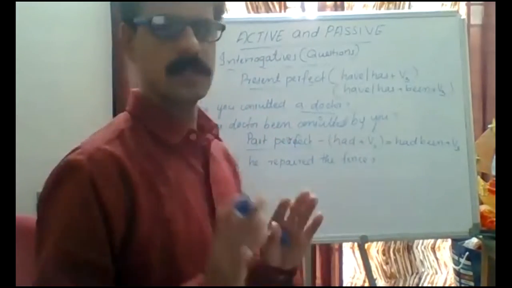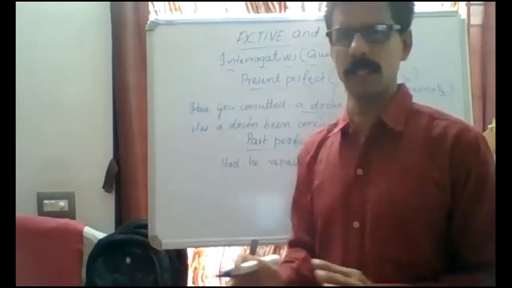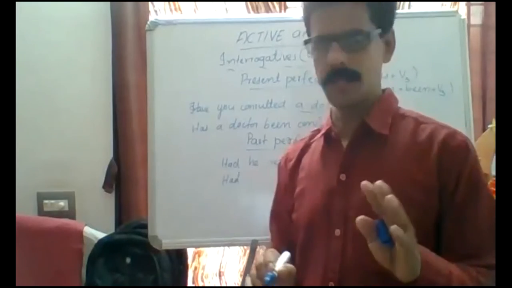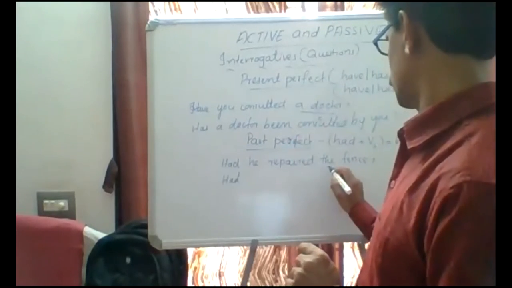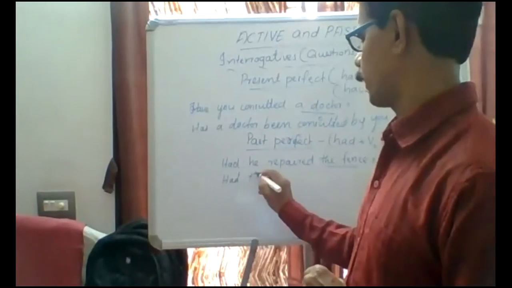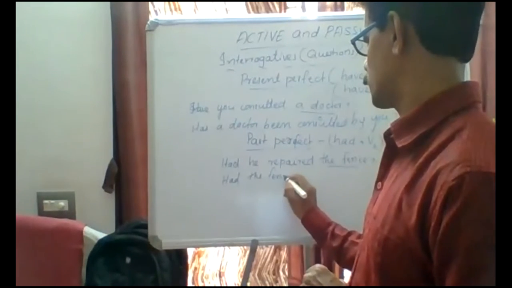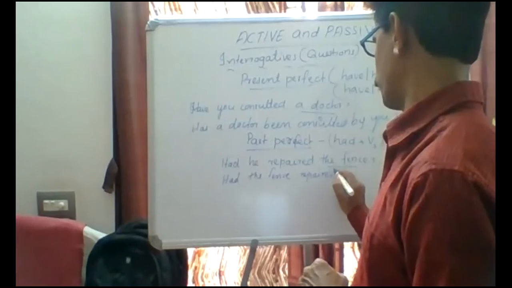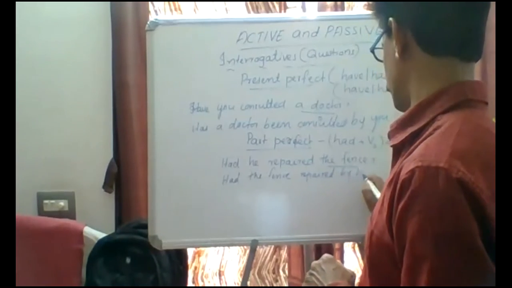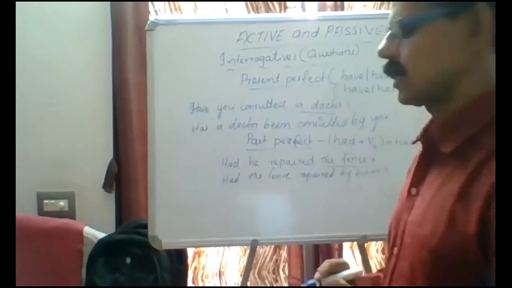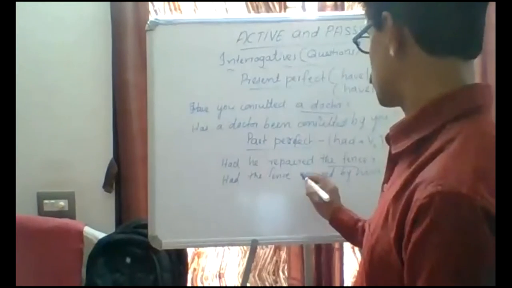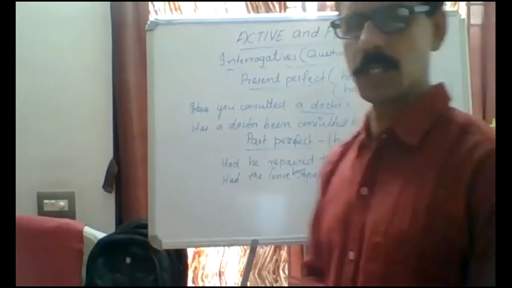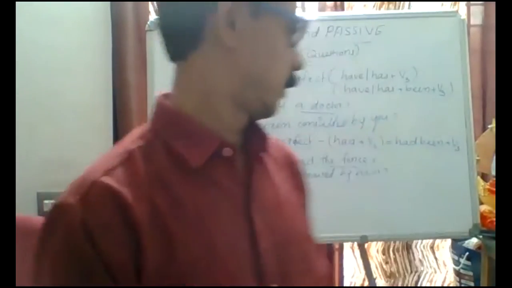Same again, you can begin the sentence with had, because there is only one single helping verb. Had, what is the object here? The fence is the object. Had the fence repaired by him. Had the fence been is the be form. Had the fence been repaired by him?